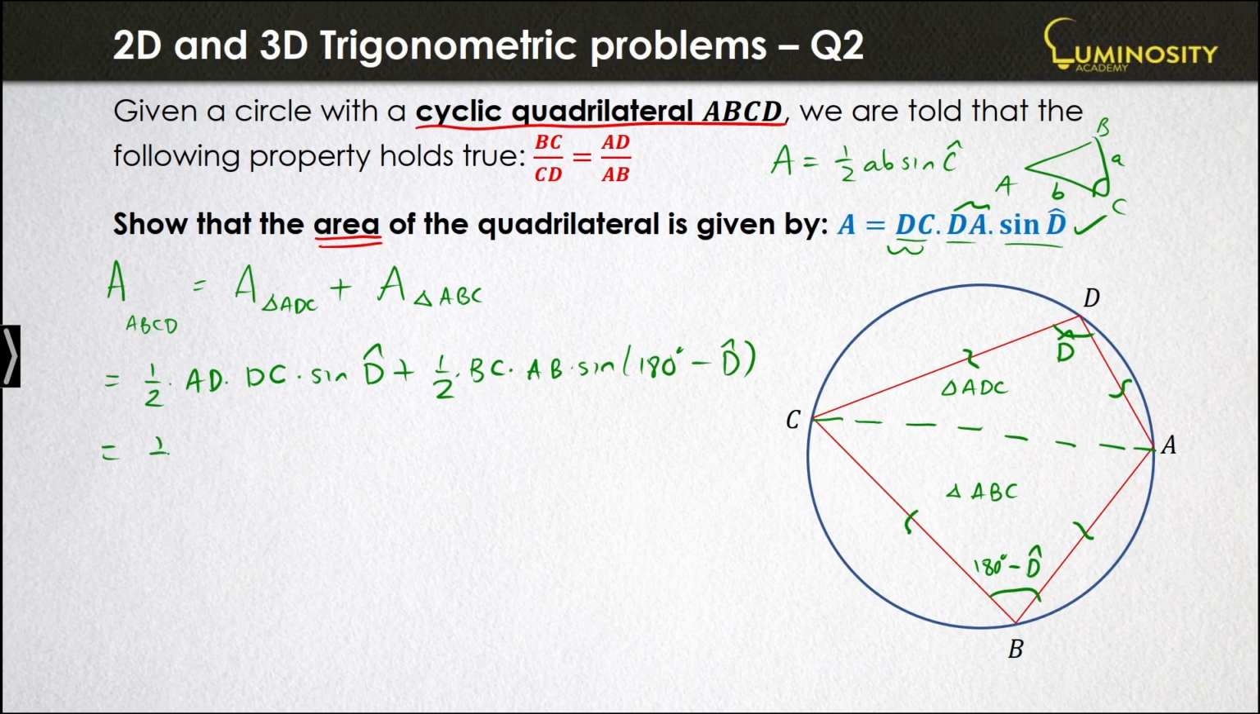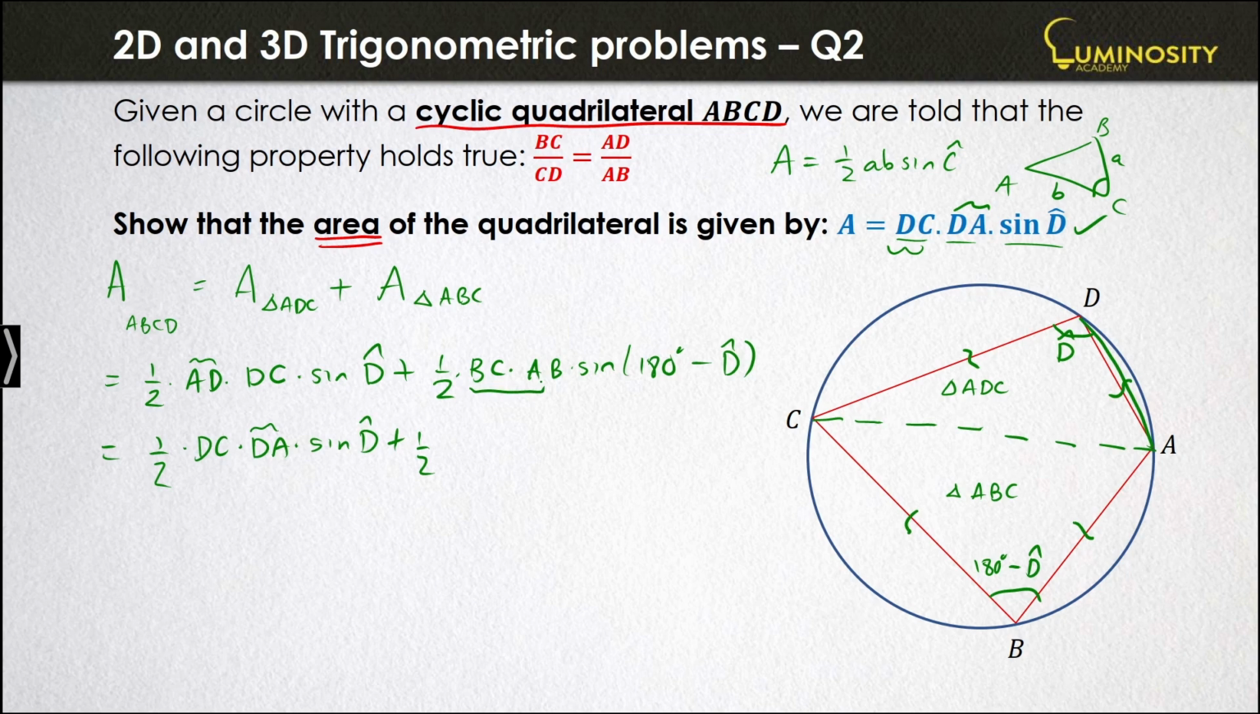Okay, so I'm going to keep this as it is, half times, I'm just going to write it like this, DC times DA times sine of angle D. That's still exactly the same expression, because multiplication is commutative, and AD and DA is just the same length. It's this length here. Plus a half. Now, this BC and AB is a bit of an issue at the moment.